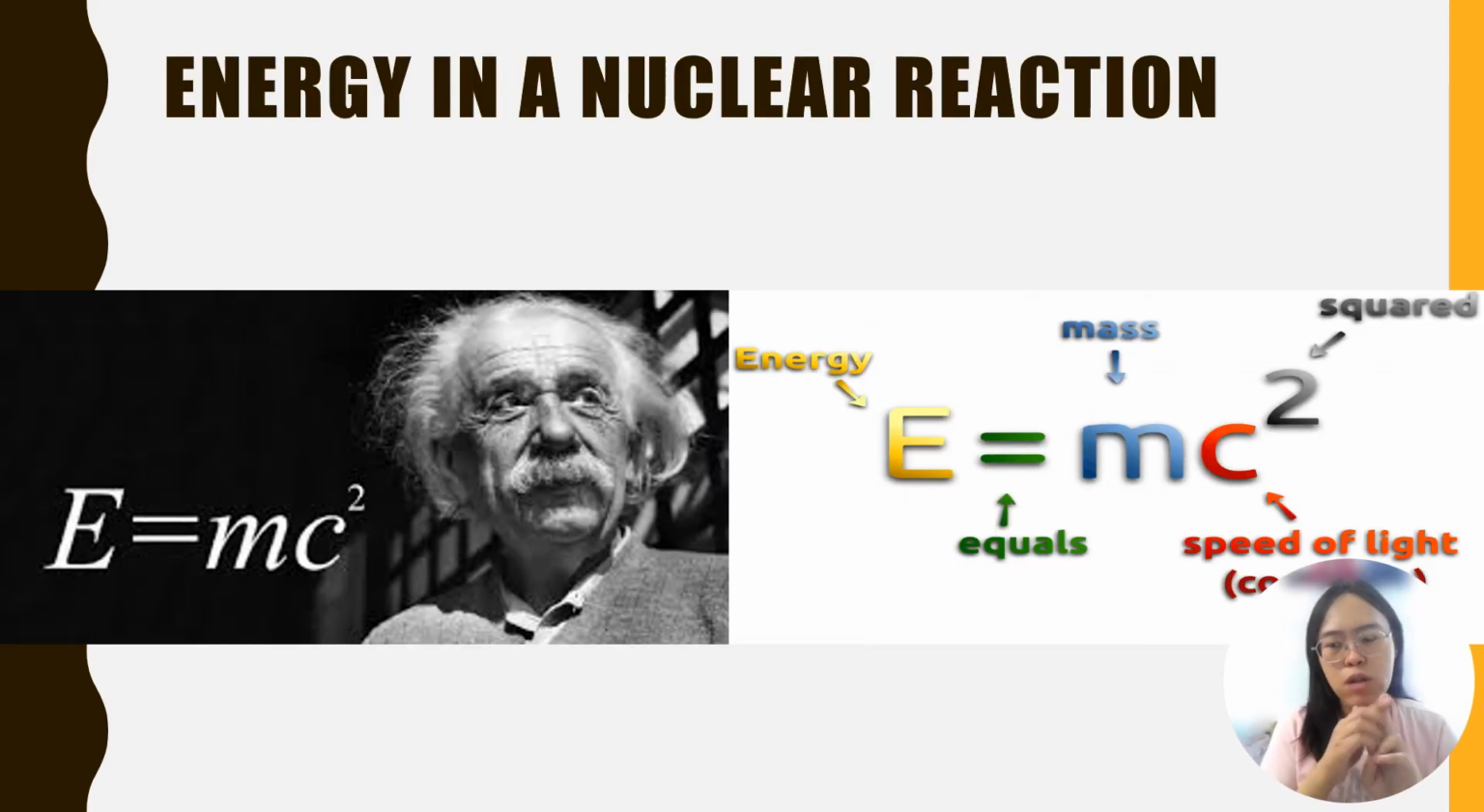Okay, so we already know that there are two nuclear reactions to produce nuclear energy. One is nuclear fission and one is nuclear fusion. Now we need to find a way to determine the amount of nuclear energy produced, and we use the formula introduced by Albert Einstein. It will be E equals mc squared, where m here is the mass defect.